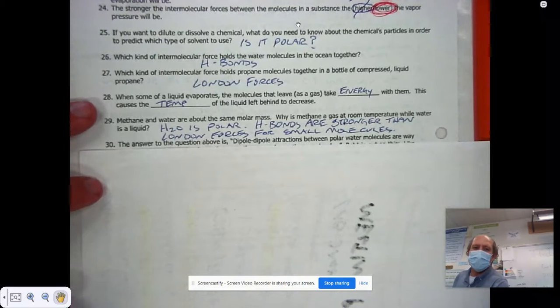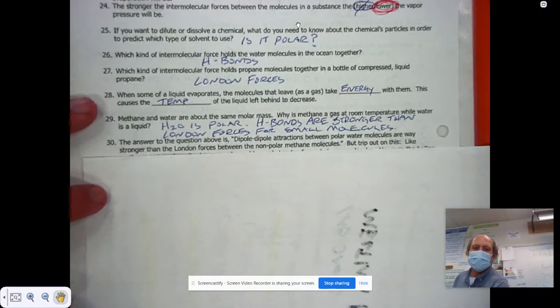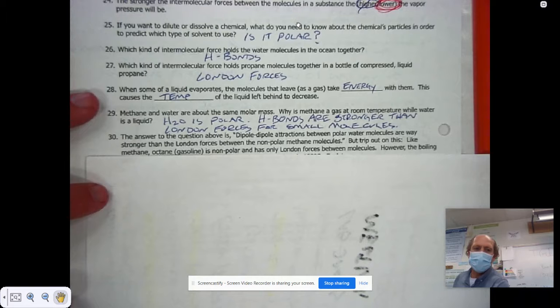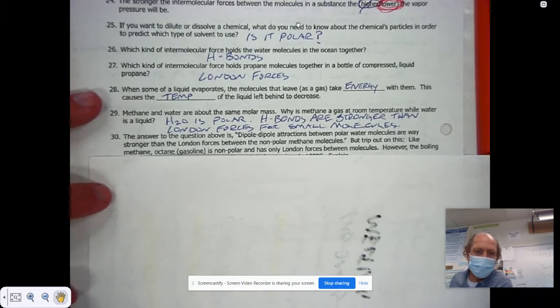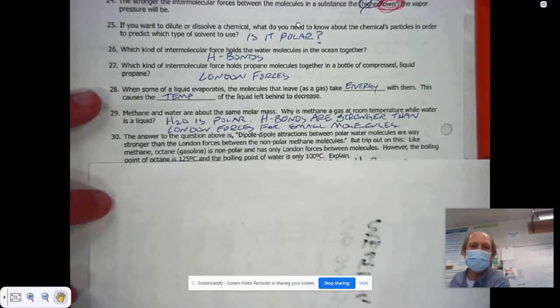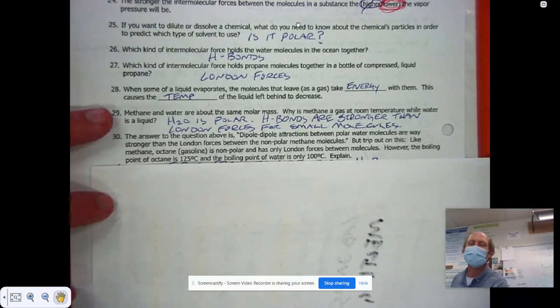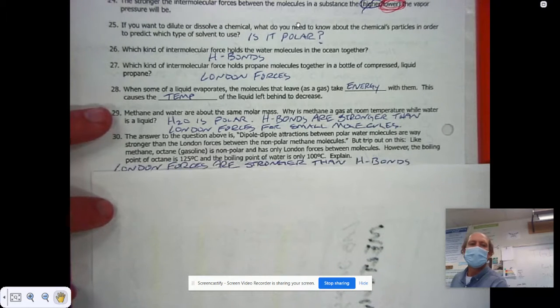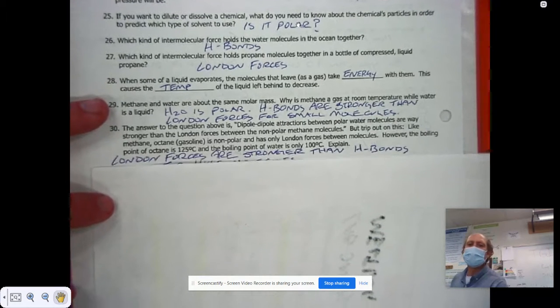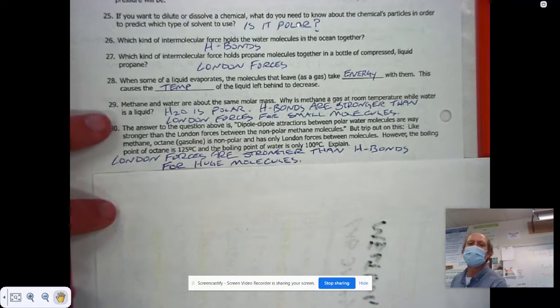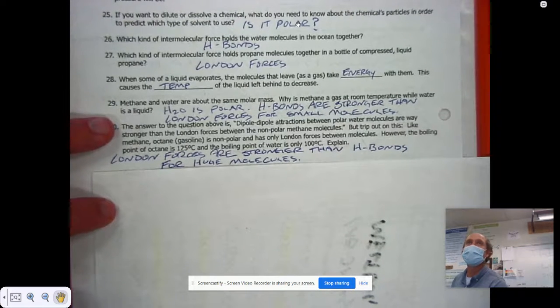The answer to the above is because of what we just said, but trip out on this. Like methane, octane's also nonpolar and only has London forces, but the boiling point of octane's higher than the boiling point of water. What's up with that? It's because London forces are stronger than hydrogen bonds for huge molecules, and octane's a huge molecule relative to water.